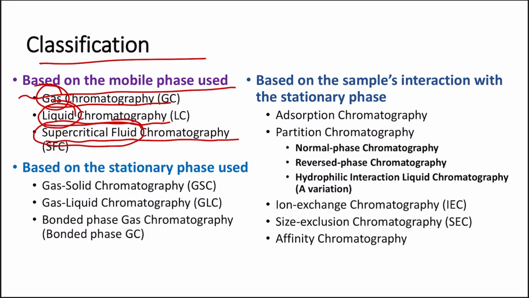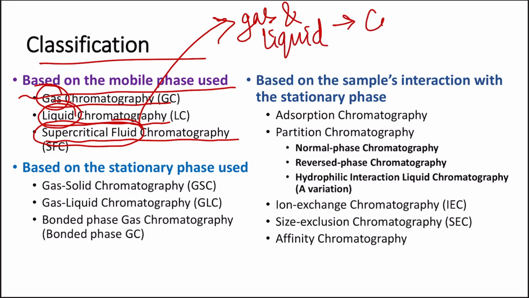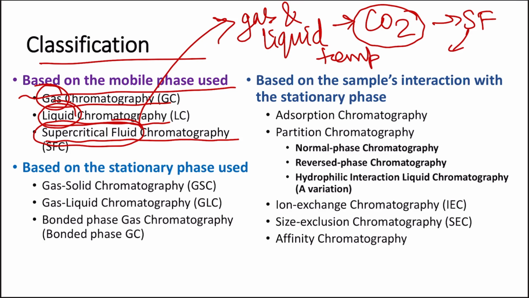So what is the supercritical fluid? Supercritical fluid is the fluid which has the properties of both gas and liquid. So we can use carbon dioxide. Let us take an example, carbon dioxide, and it can be converted into a supercritical fluid. And how do we do that? For this we have to reach a particular temperature and pressure, and at that point only this particular compound, that is carbon dioxide, will exist as a supercritical fluid.